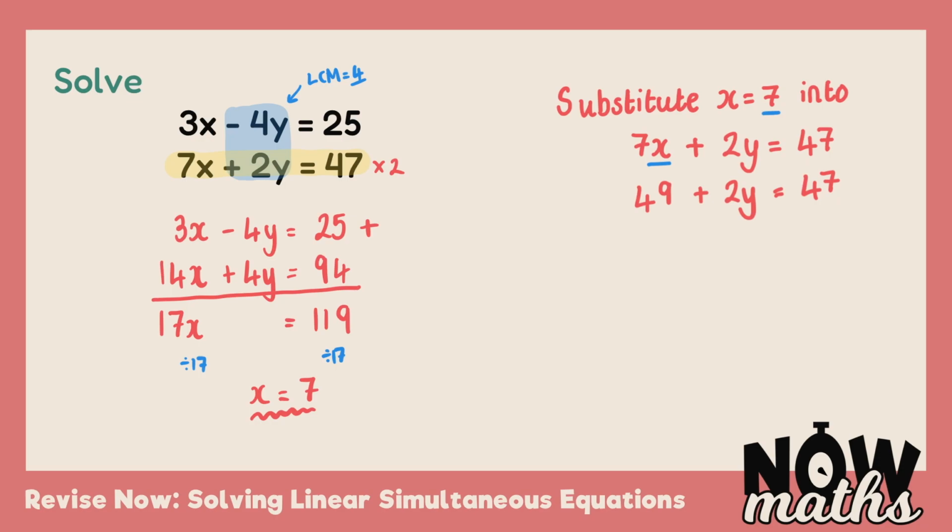And now we have a linear equation that we're going to solve. We've got a positive 49, so we're going to subtract 49 from each side. And this will give us 2y on the left. And 47 subtract 49 is negative 2. Then we have 2y equals negative 2, so we divide by 2 to give us y on the left. And negative 2 divided by 2 is negative 1. So our final answer is x equals 7 and y equals -1, which we write down at the end.